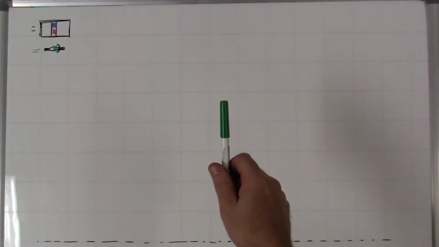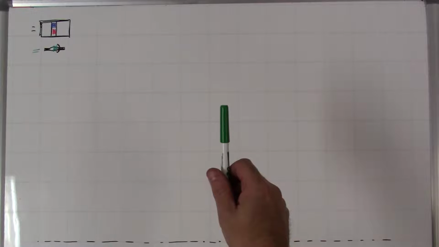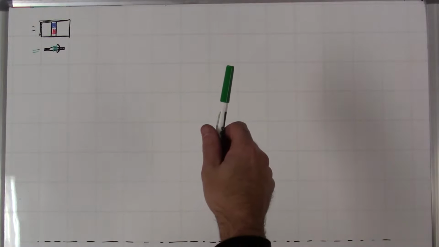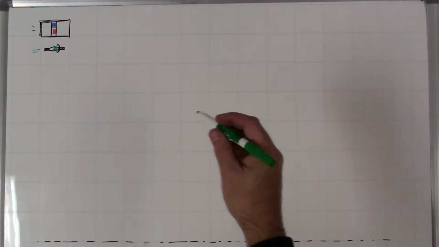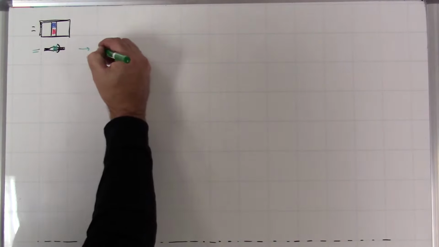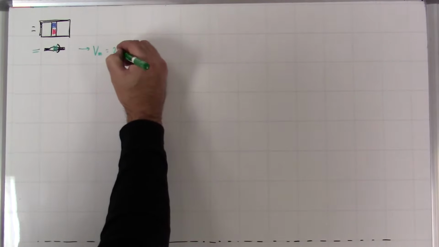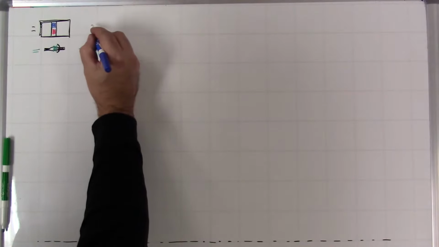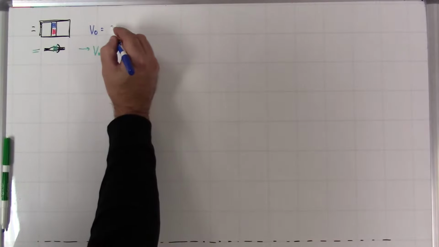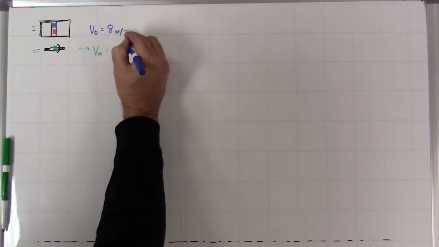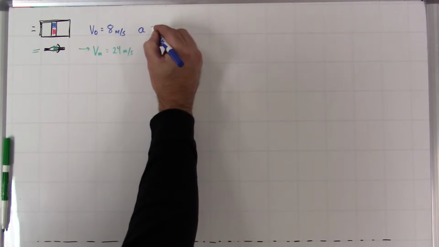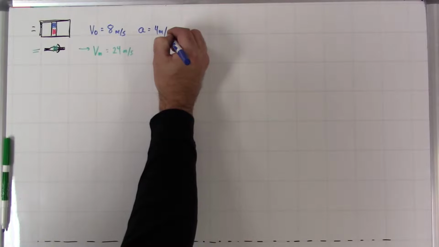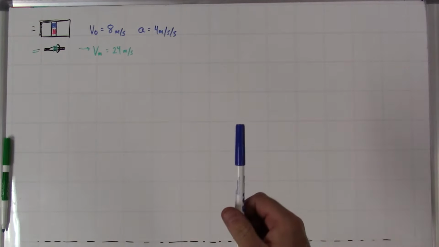So, the way the problem is set up is that the motorcycle has a constant speed. In this case, the motorcycle has a constant speed of 24 meters per second. The police car has an acceleration: he has an initial velocity equal to 8 meters per second, and he has an acceleration of 4 meters per second squared. So this is the initial setup for the problem.